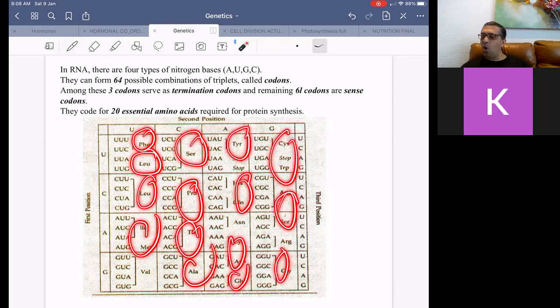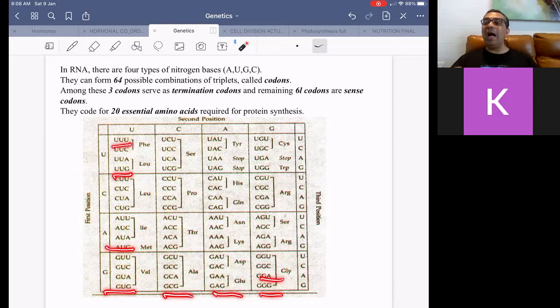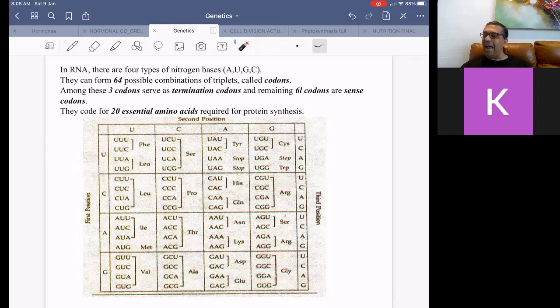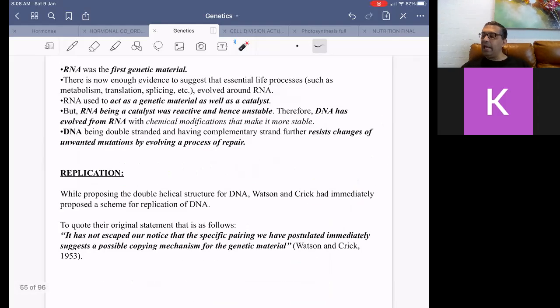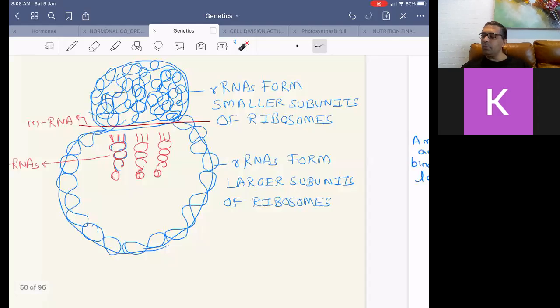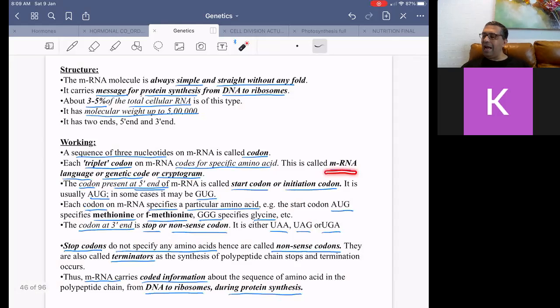You have codons, triplets, which code for 20 types of amino acids. That language is called the genetic code. That language of mRNA is called the mRNA language or genetic code or cryptogram.